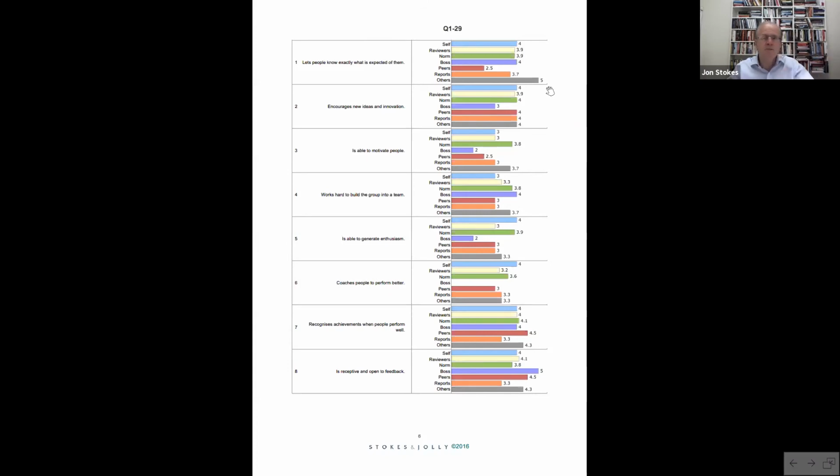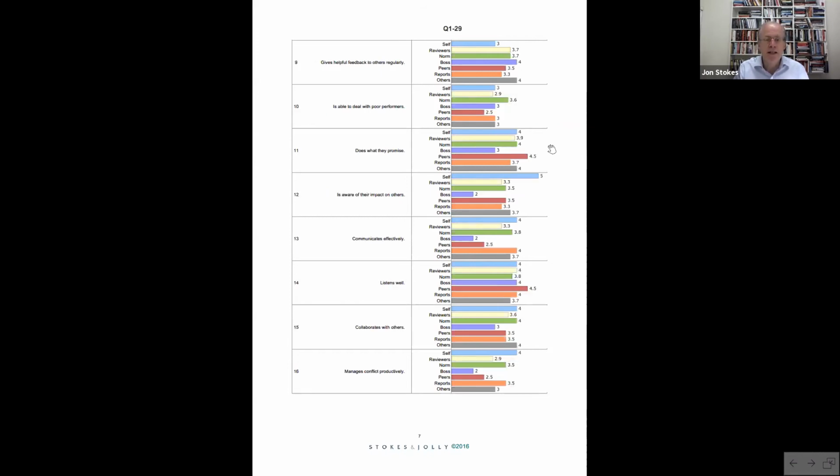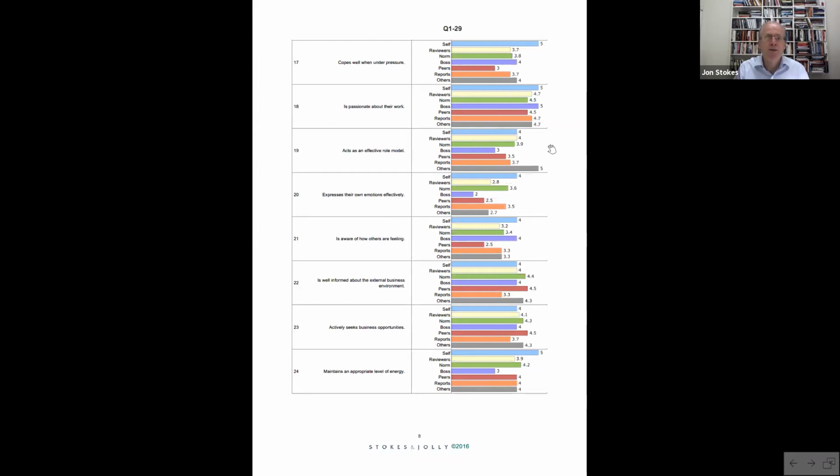So these are the items. Lets people know exactly what's expected of them, encourages new ideas and innovation, able to motivate people, works hard to build a group into a team, and so forth. There are 29 in all, and they're all displayed here so the person can see variations. Some more: gives helpful feedback, able to deal with poor performers, and so on. And some more.